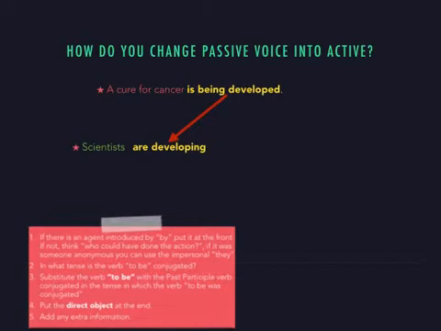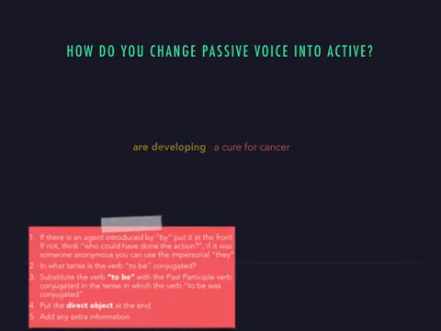And then we put the direct object at the end. So a cure for cancer. There you go, you have scientists are developing a cure for cancer. We did one where you didn't have the agent, but you figure out what would be a good subject for that sentence. In a lot of sentences, you know what the subject would be. But what happens when you really don't know who did the action? So let's look at the next example.